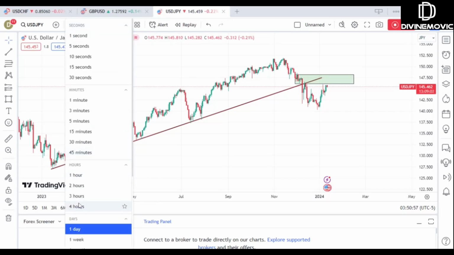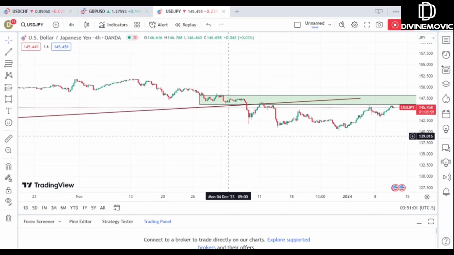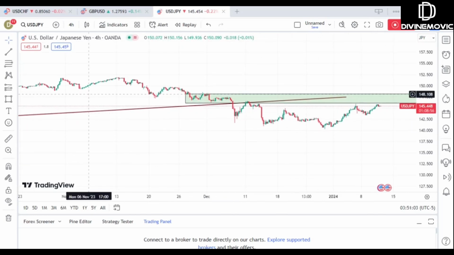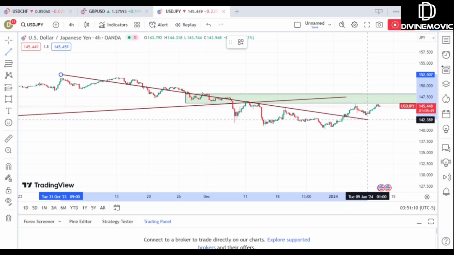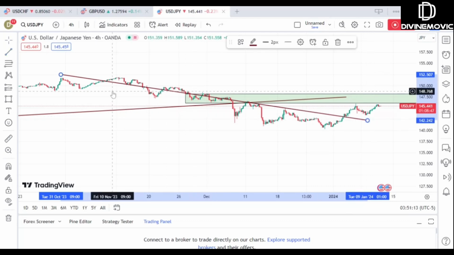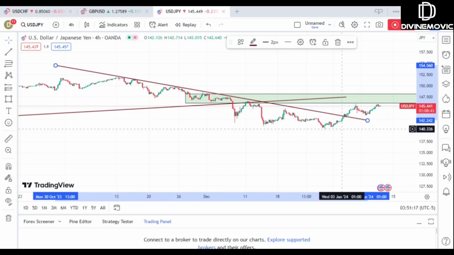Now on the 4-hour time frame, I can clearly see that price is in the downtrend. How am I able to do that? I'll simply use my trend tool, or I can use market structure to identify that. But let's see what the trend is saying. The trend here is saying that the price is in a downtrend, and price broke above this trend, and price is trying to make a bullish move.